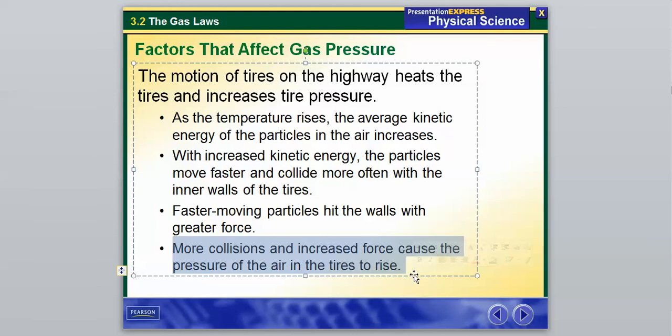So again, when the temperature is increased, the particles move faster, there are more collisions, and they hit with more force. Increased temperature means an increase in pressure because of all of these things. Again, more kinetic energy, more collisions, more pressure. So that is how temperature affects it.